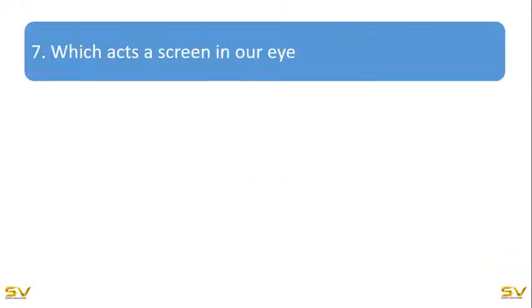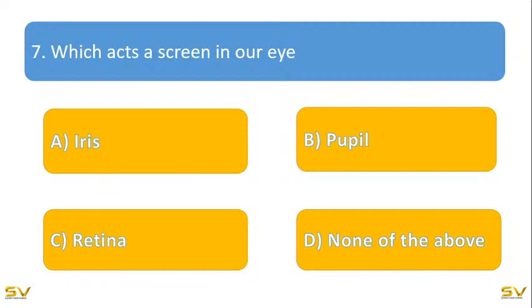Which acts as a screen in our eye? Is it the iris, the pupil, the retina, or none of the above? Which acts as a screen?